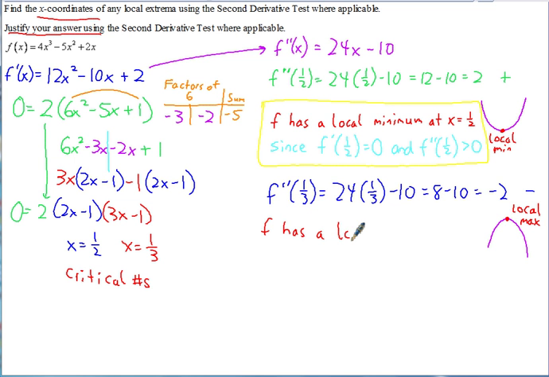So then we can say f has a local maximum at x equals 1/3. And your justification would be since f prime of 1/3 is 0, the first derivative is 0, and the second derivative f double prime of 1/3 is less than 0.